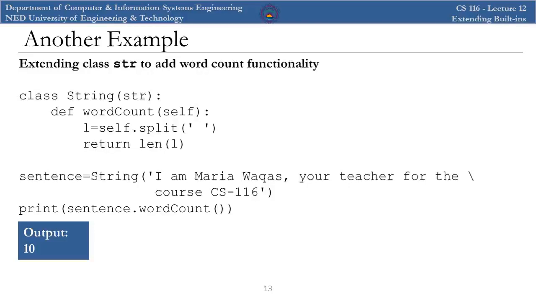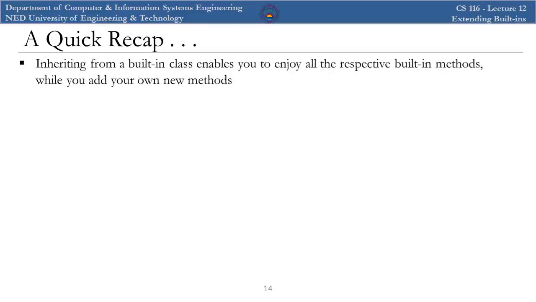Now this class string of mine can avail all the functionality provided by the str class, plus it is providing one more additional method, and that is word count. So this is the gist of today's lecture, that you can extend a built-in class and you can enjoy all those already written built-in methods. That means you are reusing the code, right? This is one of the best examples so far for code reusability. You can reuse that code and you don't have to write it again, and then you can add your own methods too, right?